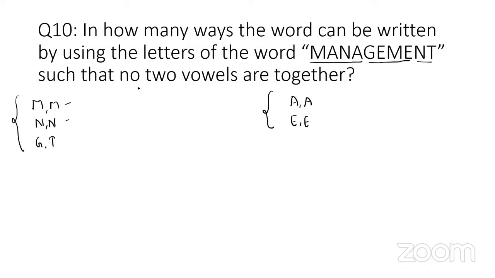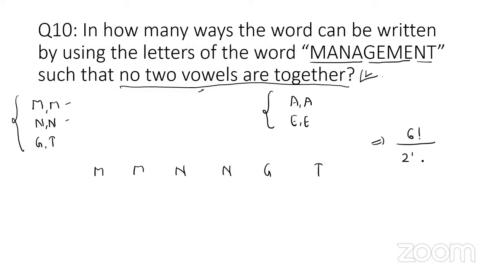But there is one more condition, that no two vowels are together. Remember the way we solve questions of circular permutation; we can solve the question of linear permutation as well. If no two vowels are together, first of all we'll arrange all the consonants: M, N, G, and T. They can be arranged in 6 factorial upon 2 factorial into 2 factorial ways, because these two consonants are similar and these two are similar, so we divide by factorial 2 each time.